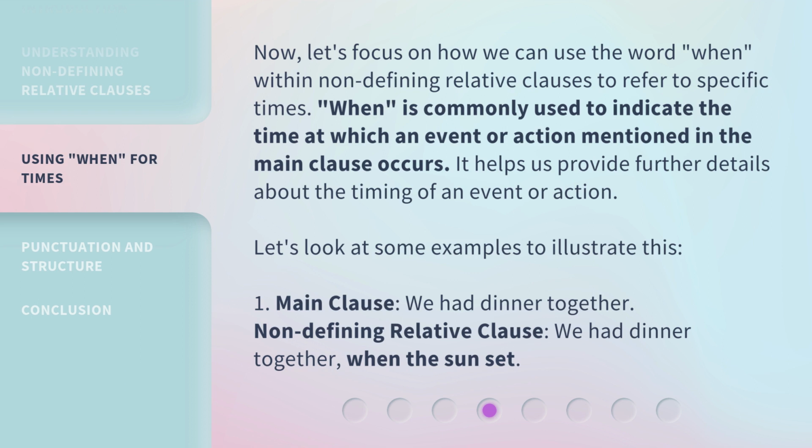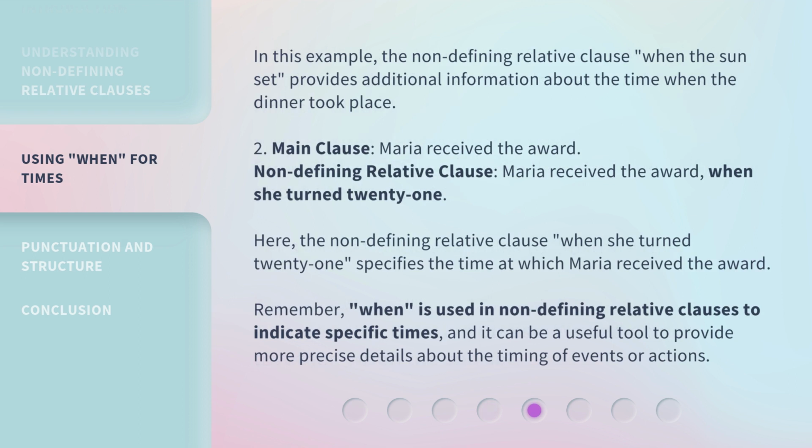1. Main clause: "We had dinner together." Non-defining relative clause: "We had dinner together, when the sun set." In this example, the non-defining relative clause, "when the sun set," provides additional information about the time when the dinner took place.